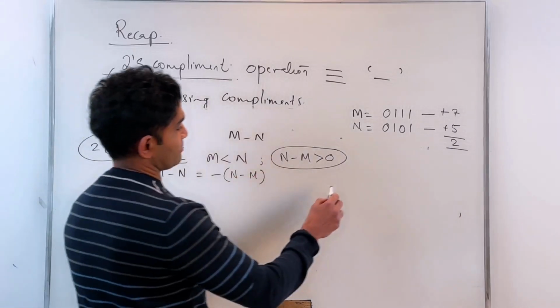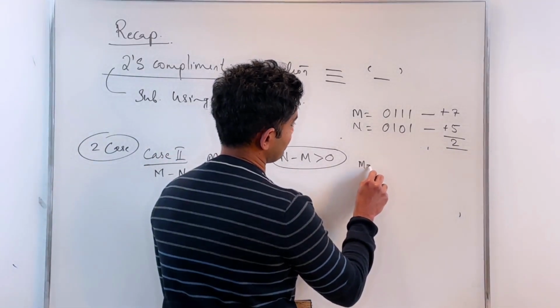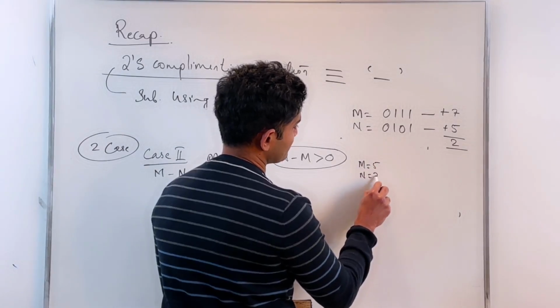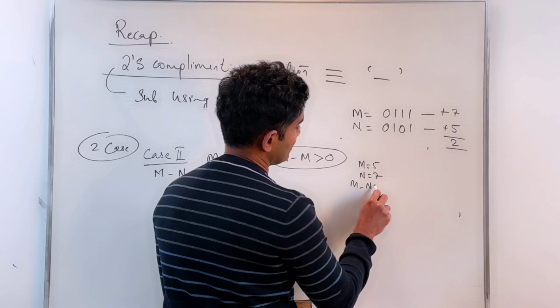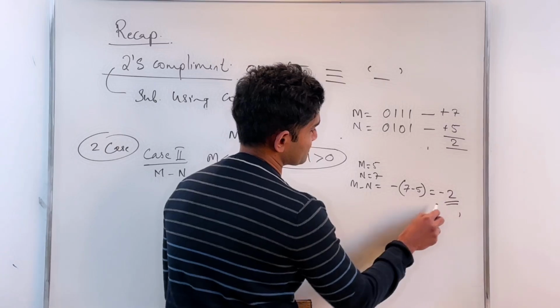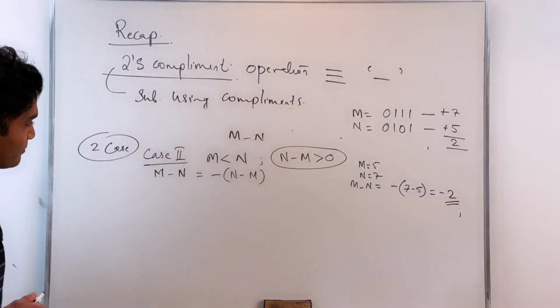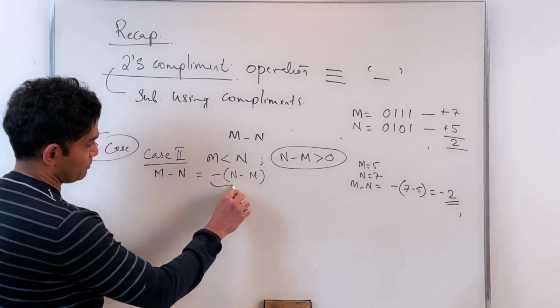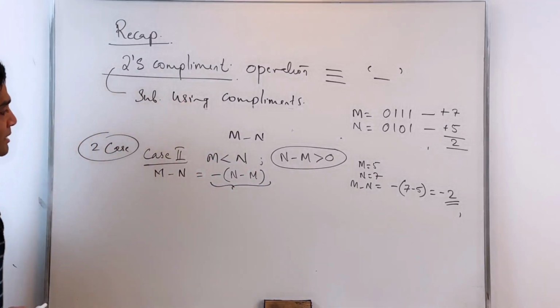So, for example, if m is 5 and n is 7, m minus n would be minus of 7 minus 5, which is minus 2. You can write it that way. So this is the answer. This should be the answer, right?